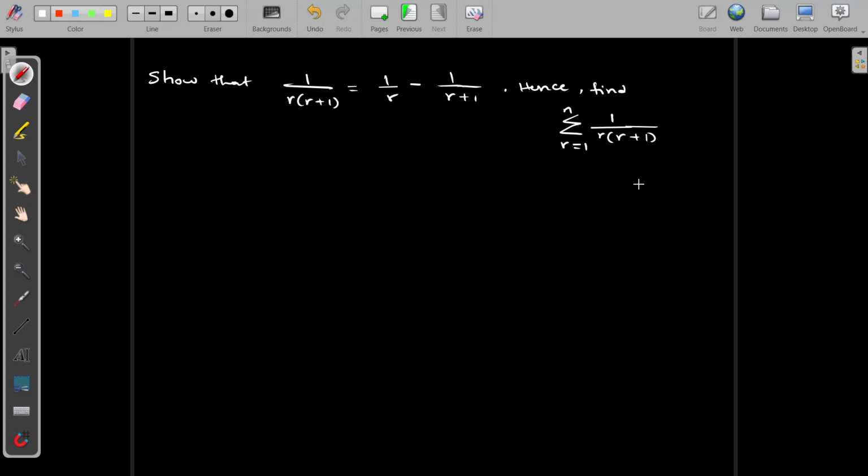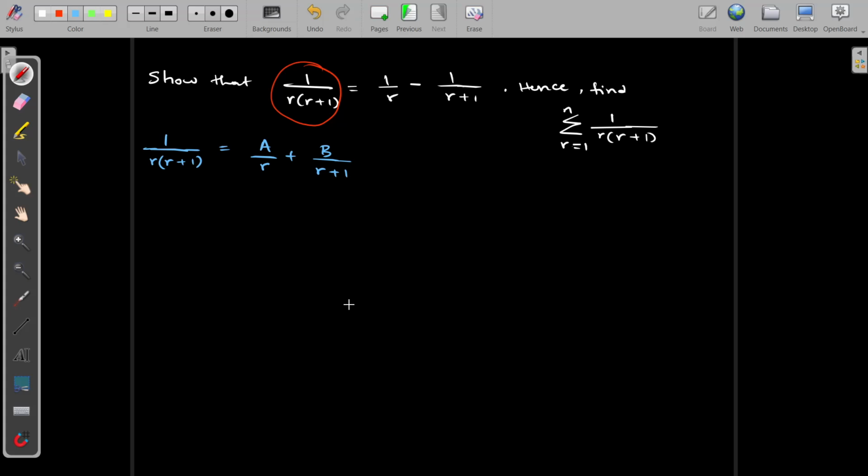All right, so as stated, in order for us to do this, we would need to separate this thing here into partial fractions. So we will have 1 over r(r+1) equal to A over r plus B over r plus 1. Following?